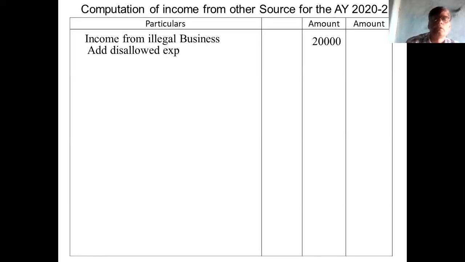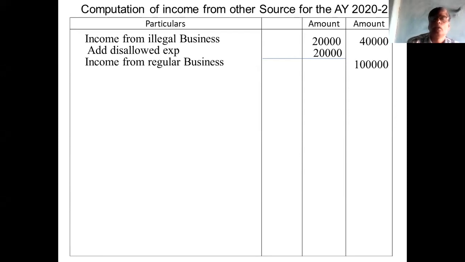Income from illegal business is 20,000. Add disallowed expenses 20,000. Then your illegal business income is 40,000. Regular business income 1 lakh. So total business income is 1,40,000. 1,40,000 is the income from business.